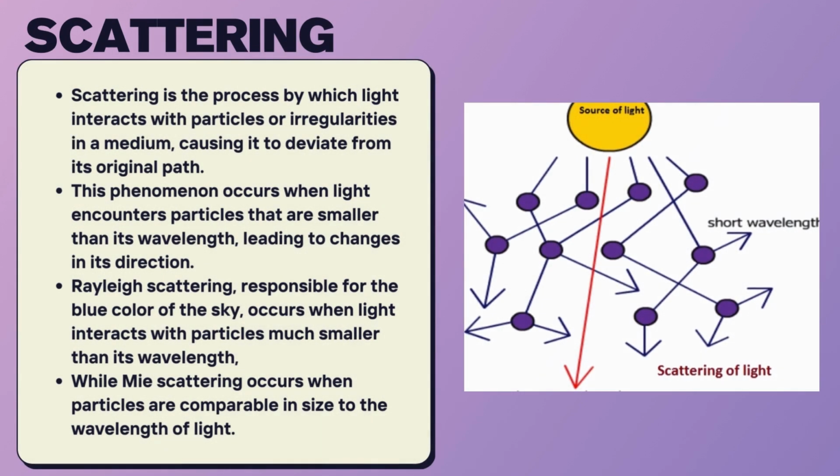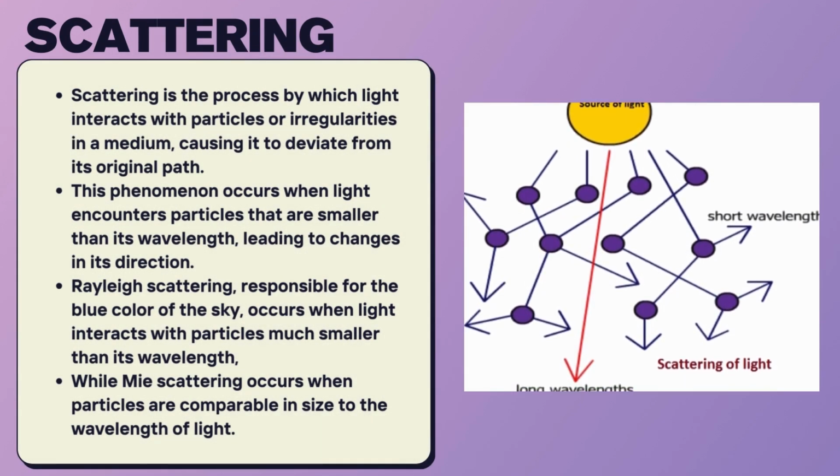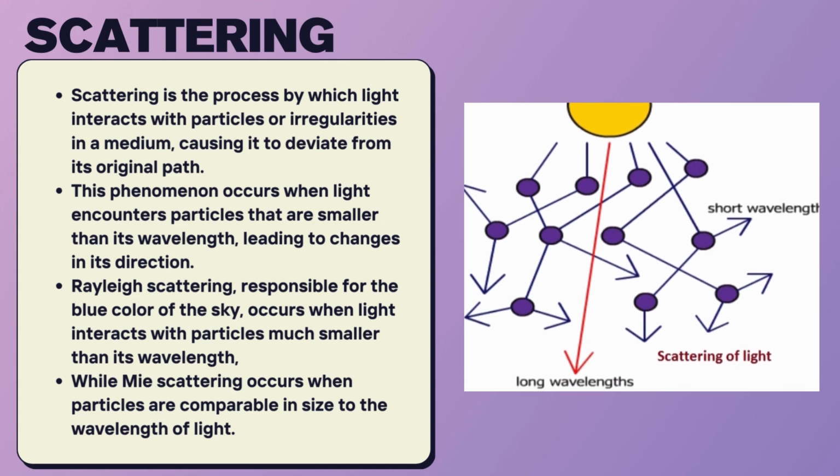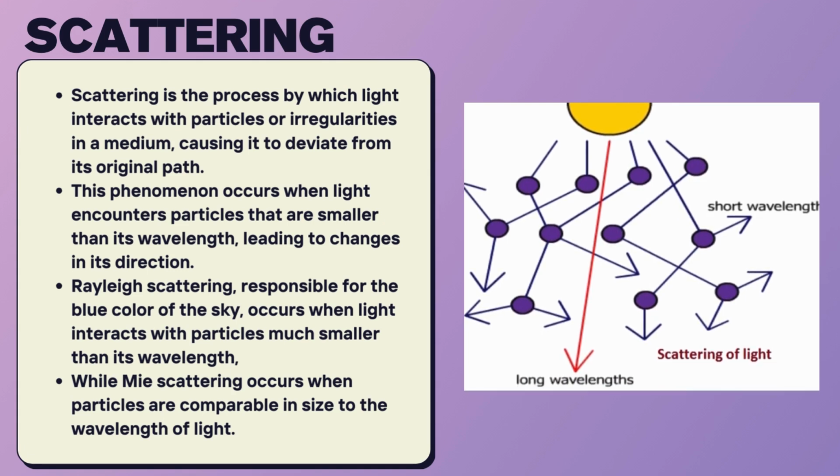Scattering. Scattering is the process by which light interacts with particles or irregularities in a medium, causing it to deviate from its original path.